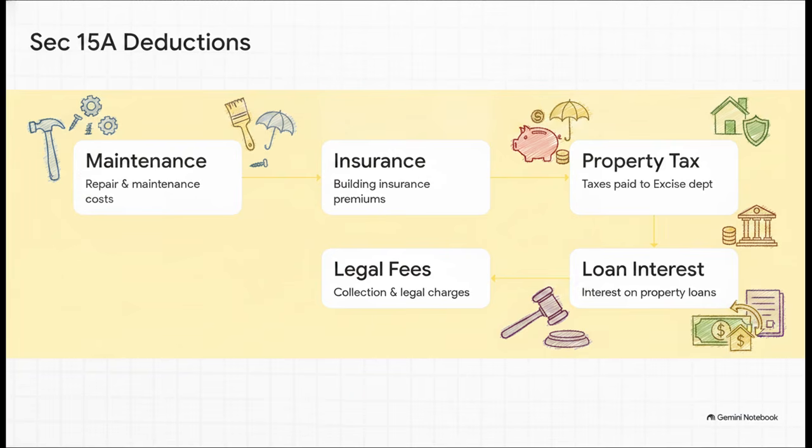So, here is your checklist of the 5 key deductions the FBR allows. Step 1, repair and maintenance. Step 2, insurance premiums. Step 3, property tax, specifically the one paid to the excise department. Step 4, loan interest, assuming the loan was explicitly used for constructing or acquiring the property. And finally, Step 5, collection and legal fees.